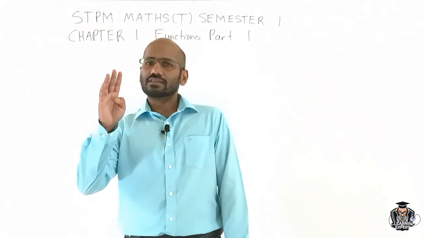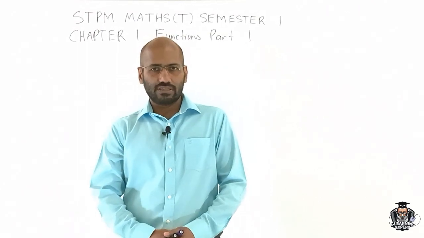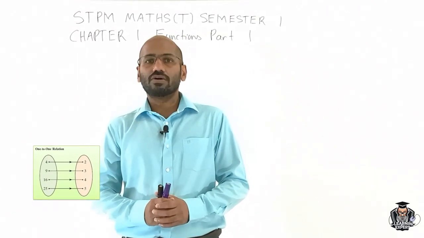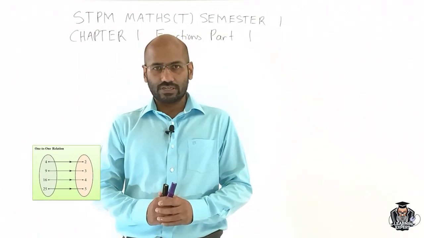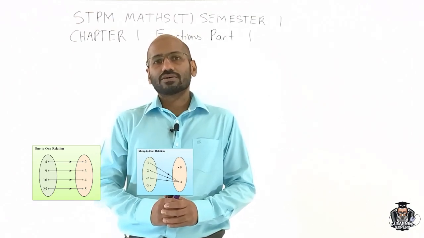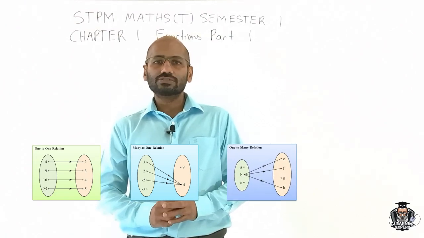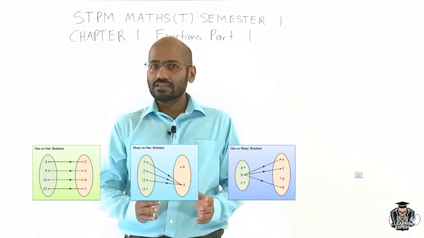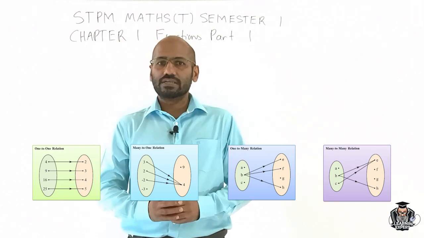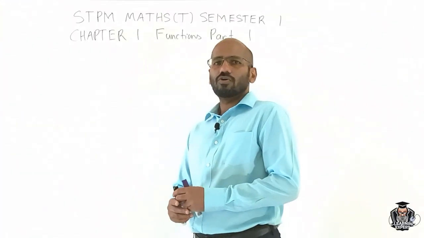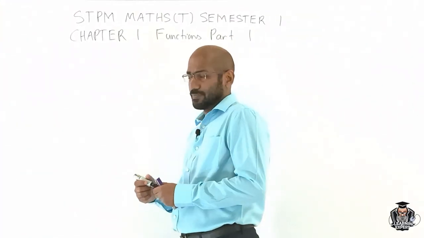So guys and girls, there are 4 different types of relations here. The first relation is called the one-to-one relation. Second is called the many-to-one relation. Third is called the one-to-many relation. And finally, the fourth is called many-to-many relation. Let us move on to one example over here now.